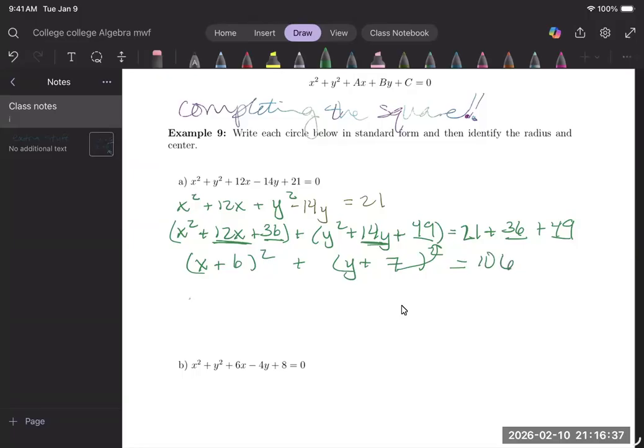That's it. So we know that the center is, remember, -6, -7. You have to mentally change that sign. And then the radius is, well, let's see. Does 106 reduce nicely? Let's see. 106, well, I know it's divisible by 2. That's 2 and 53. So it's just root 106. Easy enough.